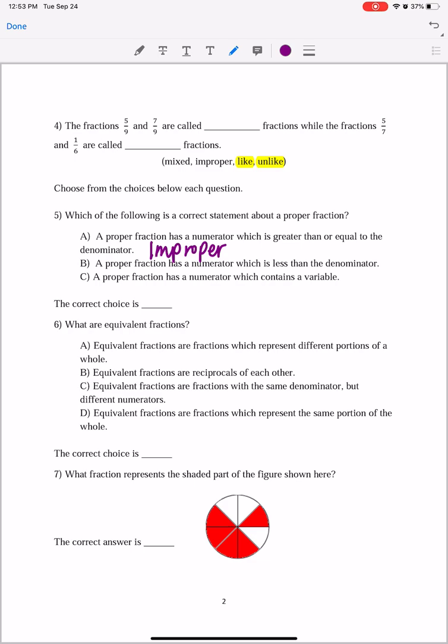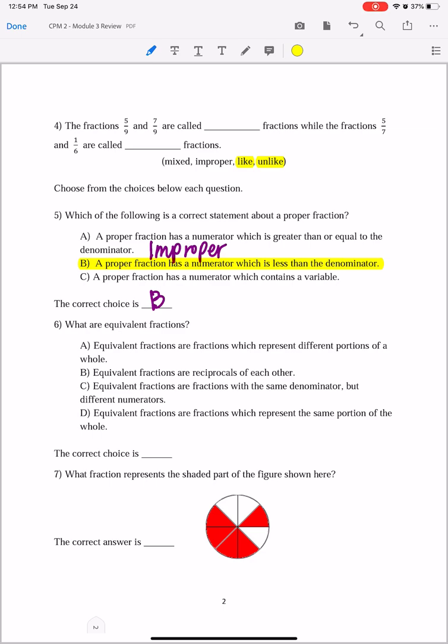B, a proper fraction has a numerator which is less than the denominator. Ding, ding, ding. C, a proper fraction has a numerator which contains a variable that has nothing to do with it. So what's the correct choice? Correct choice is B.